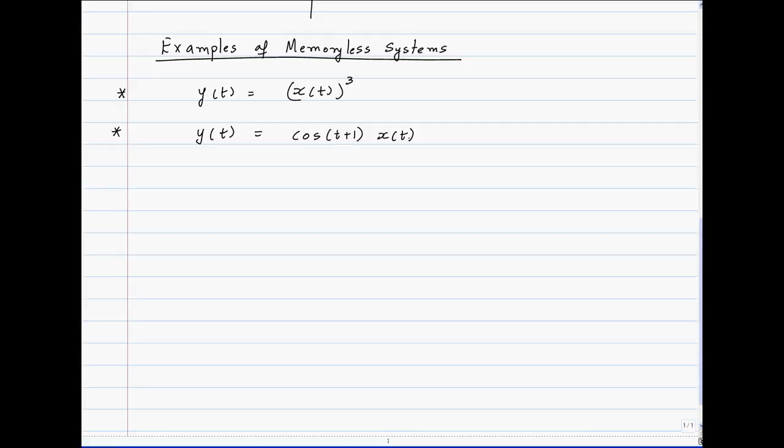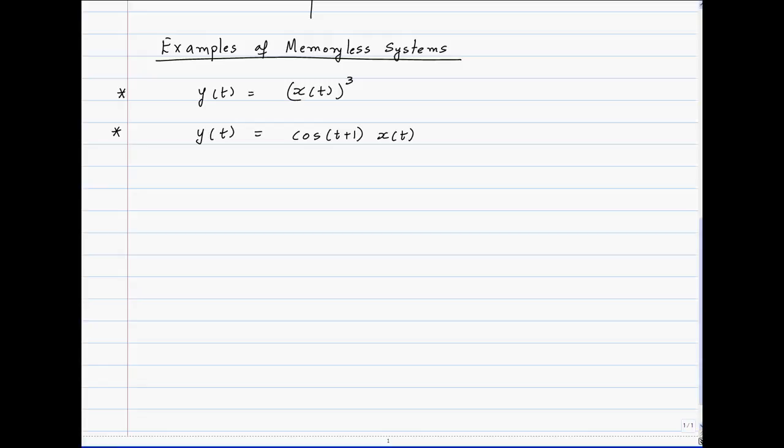Suppose I have this system, y of t is cosine of t plus 1 times x of t. Does this system have memory or not? The answer is this system does not have memory. It's a memoryless system.